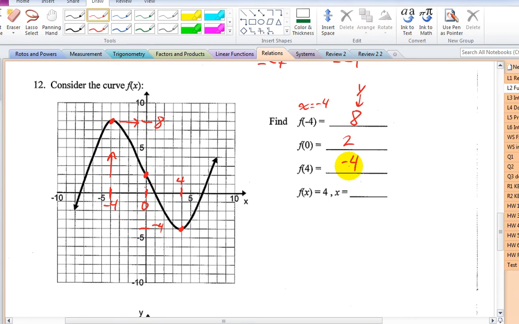Okay. Now we're saying completely different. So now, what value is this? Y equals 4. Find your x value.